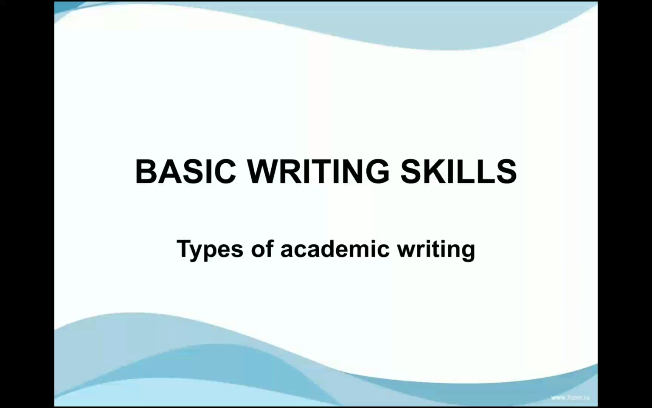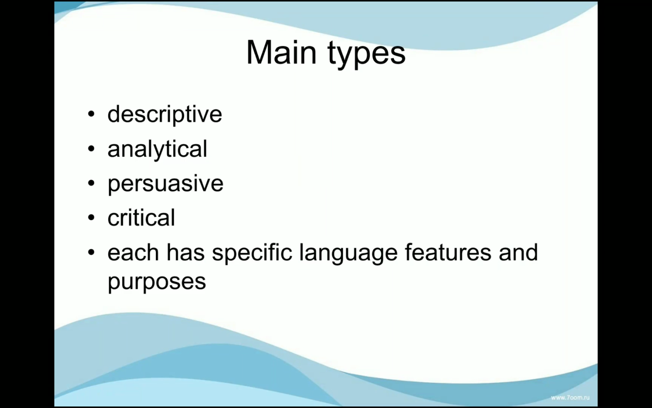Today we are going to talk about types of academic writing. The four main types of academic writing are descriptive, analytical, persuasive, and critical. Each of these types of writing has specific language features and purposes.